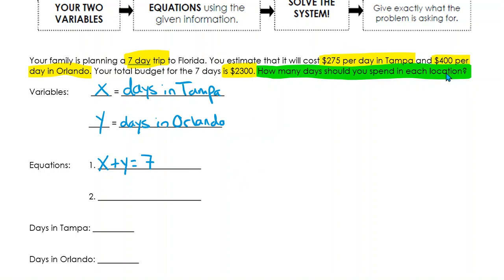Then we have all this information about cost. So if it's $275 per day in Tampa, the cost of my Tampa time could be represented as 275x. And then $400 per day in Orlando would become 400y. And all of that is equal to my total budget of $2,300. Now we have a system of equations. Again, you get to pick how you solve this. So go ahead, pause the video, and see if you can solve that system.